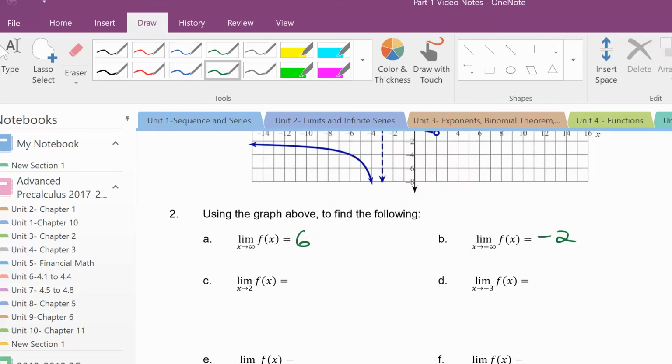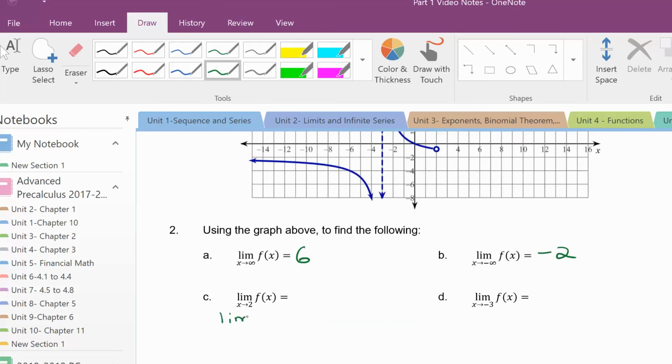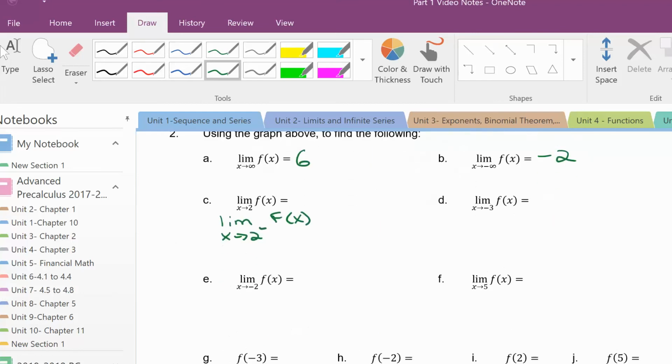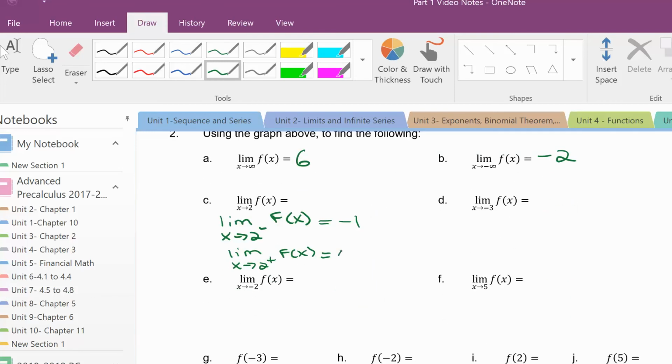As it approaches 2, now you've got to find the limit from the left as x approaches 2 of the function. So from the left, as x approaches 2, notice it's going towards negative 1 here. And the limit as x approaches 2 from the right, as it approaches from the right, it's 5. So notice these are not the same, so the limit as x approaches 2 does not exist, because the limit from the left does not equal the limit from the right.